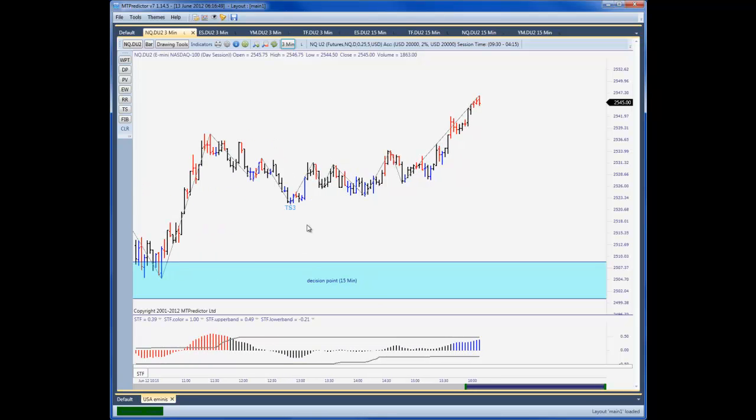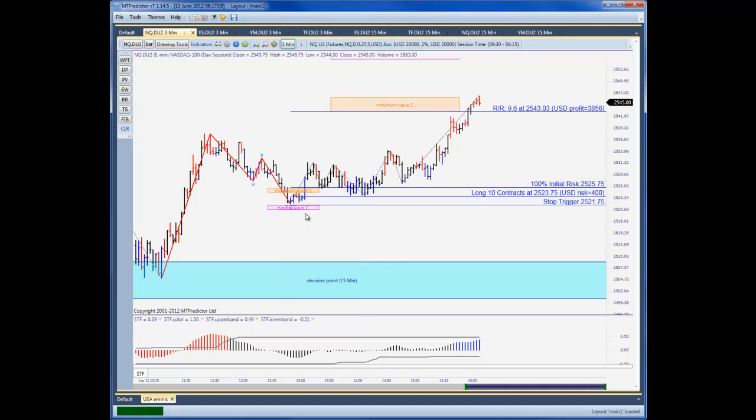It then came into this point here, which gave us an automatic TS3 buy setup. This was actually a standard trade setup because the STF was black, so all traders, advanced and standard new MTPredictor traders would have been taking this trade. So we put the analysis on, again easy, right mouse click, select analysis. As you can see here, this would then have got you in with 10 contracts.